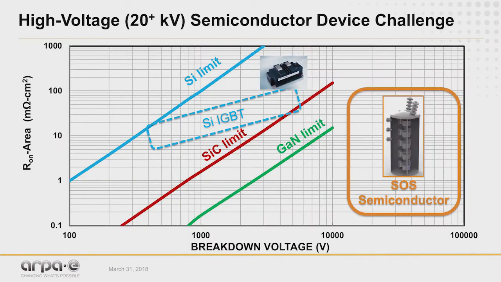Semiconductors could be an answer, though there are a lot of limitations with respect to resistance losses and efficiency of solid-state solutions to the transformer problem. We clearly need much higher voltage breakdown devices with low resistance.